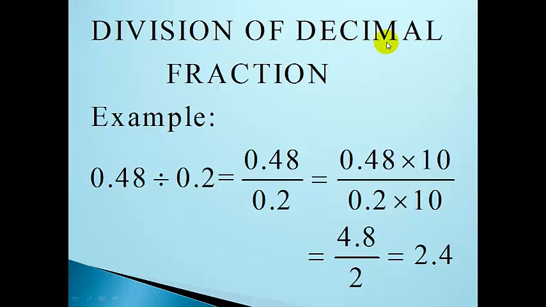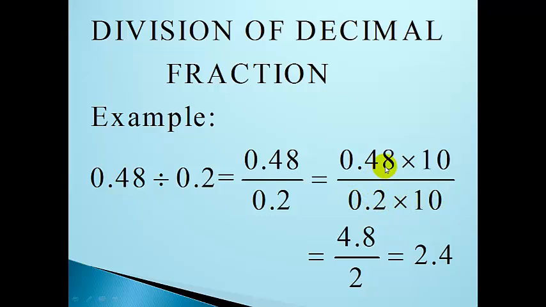Now division of decimal fractions. Example, 0.48 divided by 0.2. It is easy when you are dividing a decimal fraction by a whole number. So what we are going to do is multiply the numerator by 10, and we also multiply the denominator by 10. Multiplying the numerator 0.48 by 10, and multiplying 0.2 by 10.